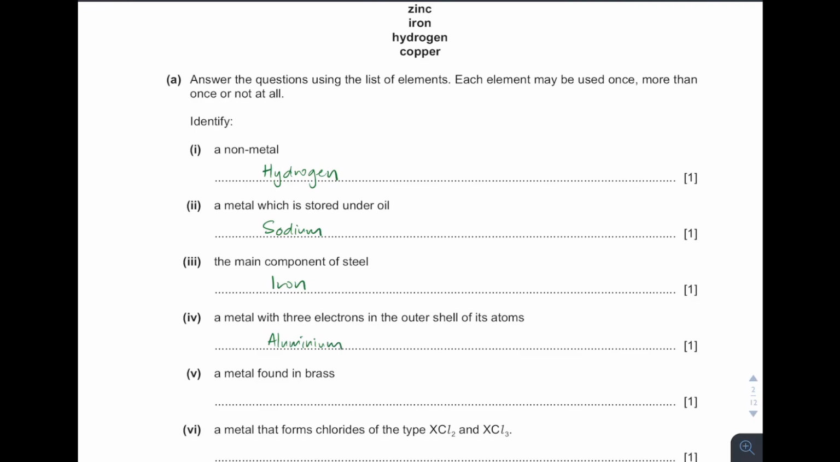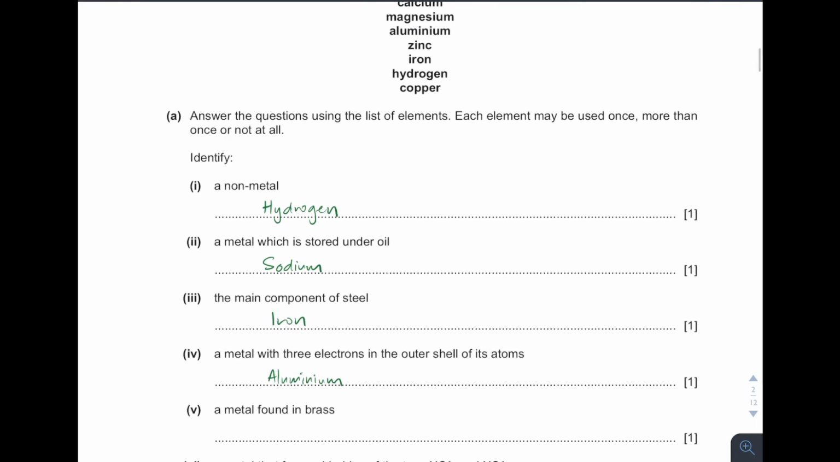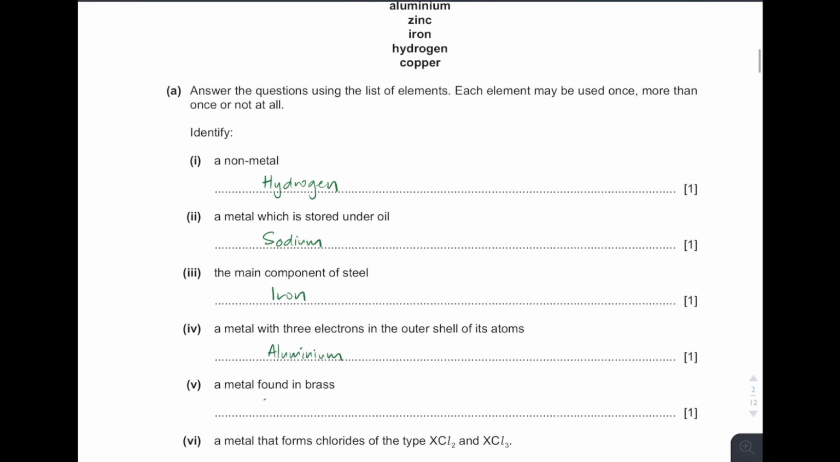A metal found in brass. What is the composition of brass? Brass is an alloy that is made of zinc and copper. You see, both zinc and copper are in the list. So the answer can be zinc or copper, either one.